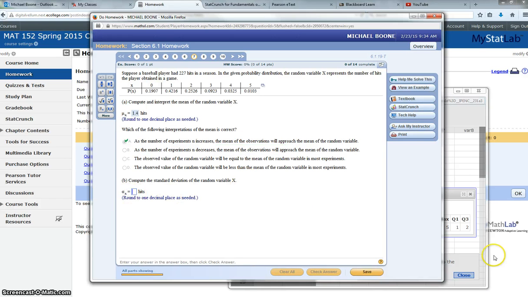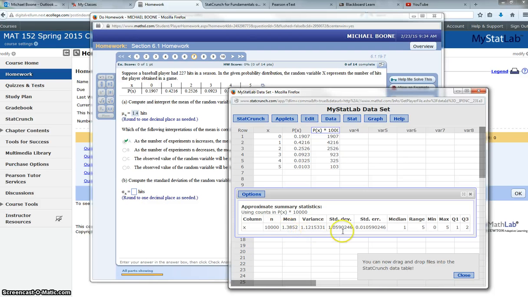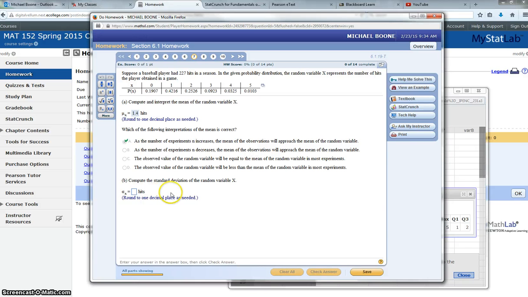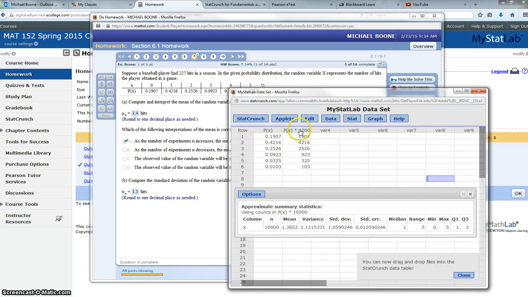The standard deviation we've already found. Like it's right here. 1.1 to 1 decimal place would be 1.1. Right? And so again on this one we just went to StatCrunch and we had to create that extra column.